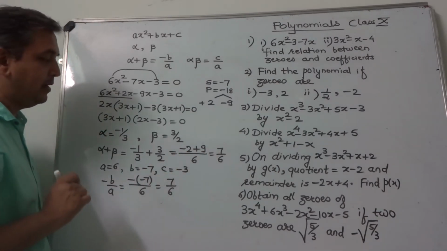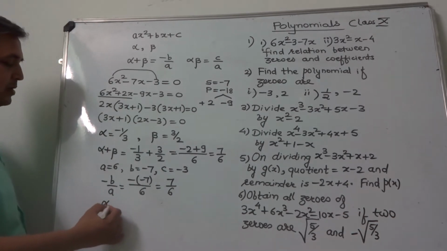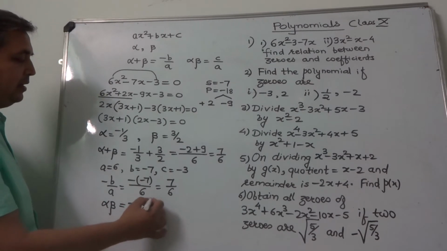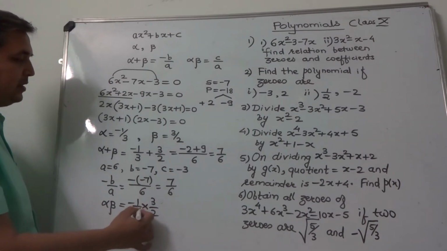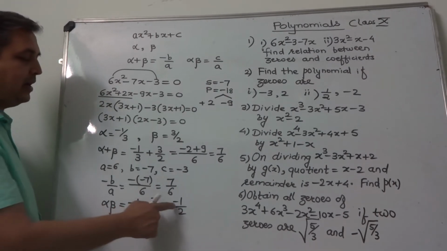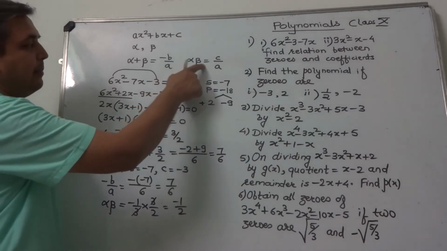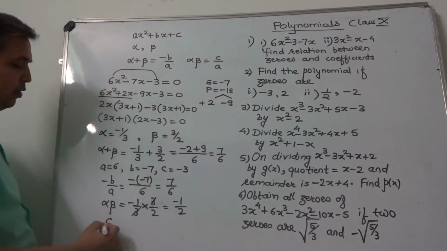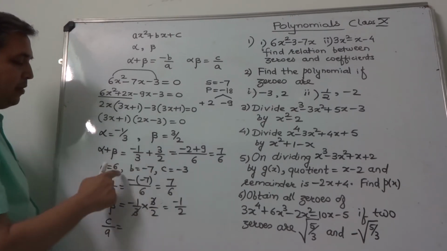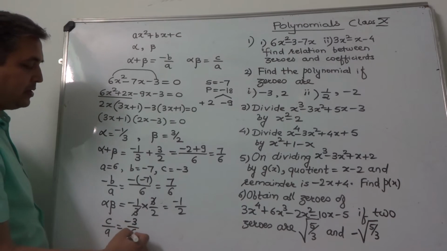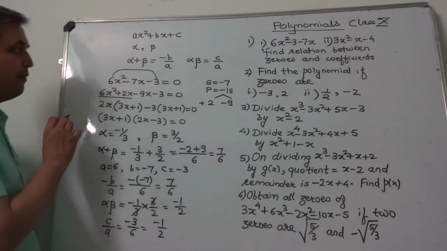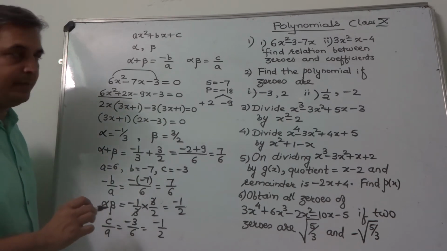This is first part. Now let us check product of the roots. Alpha into beta. What is the product? Minus 1 by 3 into 3 by 2. This 3 gets cancelled and we get minus 1 by 2. Alpha beta is minus 1 by 2. Alpha beta is equal to c upon a. Now what is value of c upon a? We have found a, b, c. C upon a will be minus 3 upon 6, that is equal to minus 1 upon 2. So this is verified.